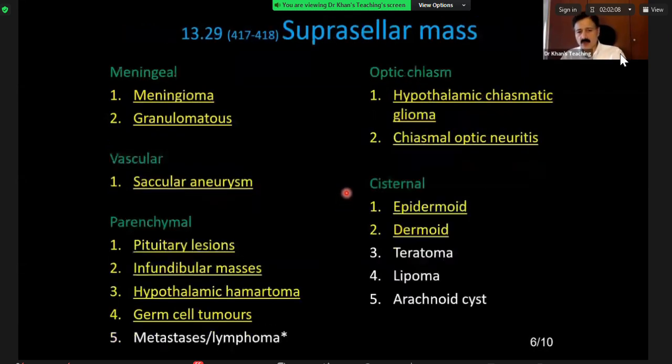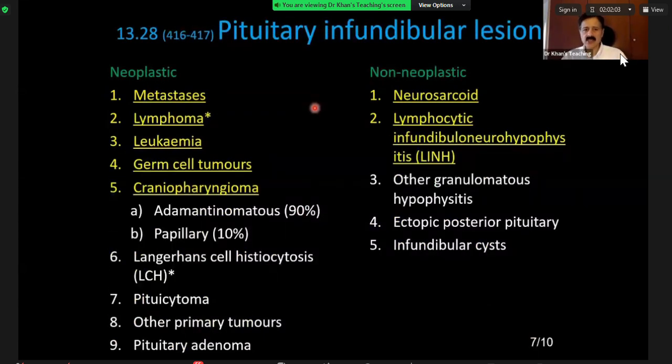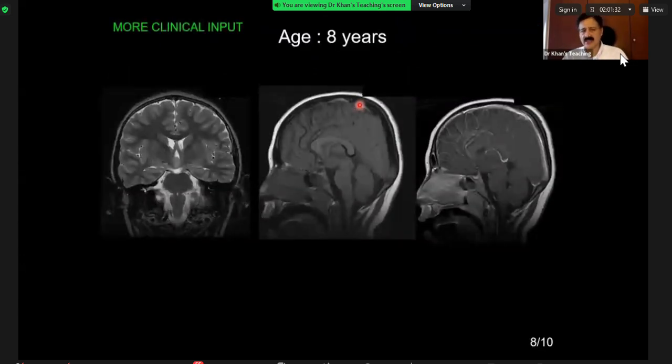Now, to take it further, if you go back here, infundibular masses was there. And now there is a differential of infundibular masses itself. So, you know, the fine touch is extremely important. Look at these: metastasis, lymphoma, leukemia, craniopharyngioma, Langerhans cell histiocytosis, and non-neoplastic neurosarcoidosis, extremely important for your exam. So we will come back to these differentials again and again.